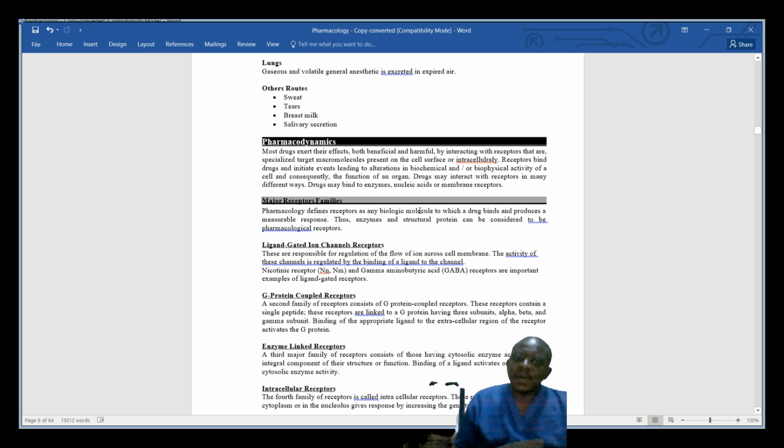Now, in this lesson we are looking at pharmacodynamics. We are looking at the effect of the drug on the body, not the other way round as when we were looking at pharmacokinetics.